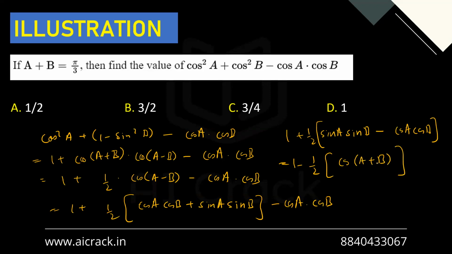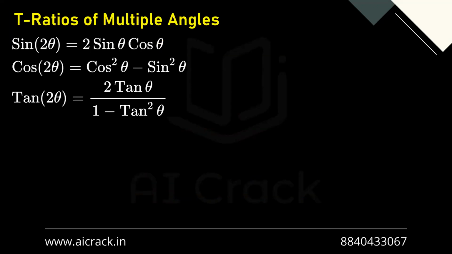Now again, cos of (a plus b) is 1 by 2. So 1 minus 1 by 2 dot 1 by 2, that is 1 by 4. So the answer is 3 by 4. Now let's talk about trigonometric ratios of multiple angles.